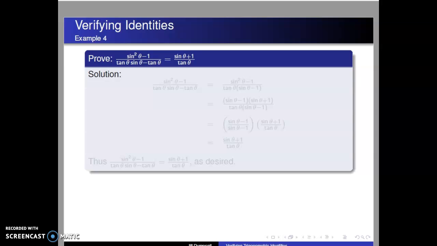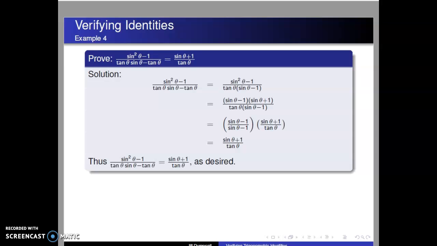The left-hand side seems a little more complicated since the denominator has multiple terms. So we start with the left-hand side, and we can factor a tangent theta out of the denominator. We notice that the numerator also factors as the difference of squares. Now we can rewrite this expression as a product of two fractions and reduce as appropriate. Therefore, we get the desired identity.